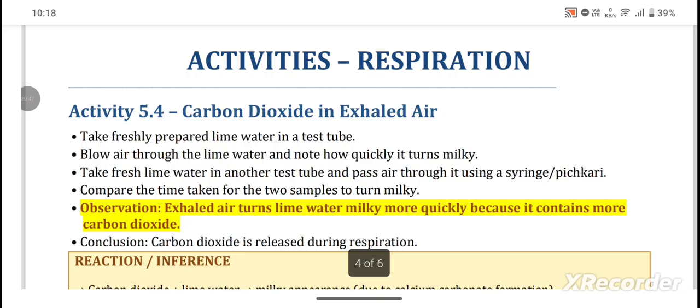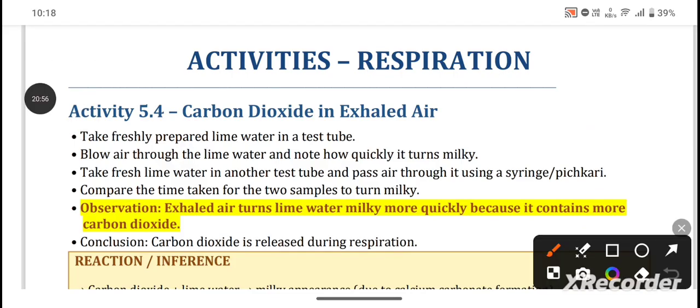So let's see a few activities where we can prove there is carbon dioxide in the exhaled air. For this, take freshly prepared lime water in a test tube. Blow air through the lime water and note how quickly it turns milky. Take fresh lime water in another test tube and pass air through it using a syringe. Compare the time taken for the two samples to turn milky.